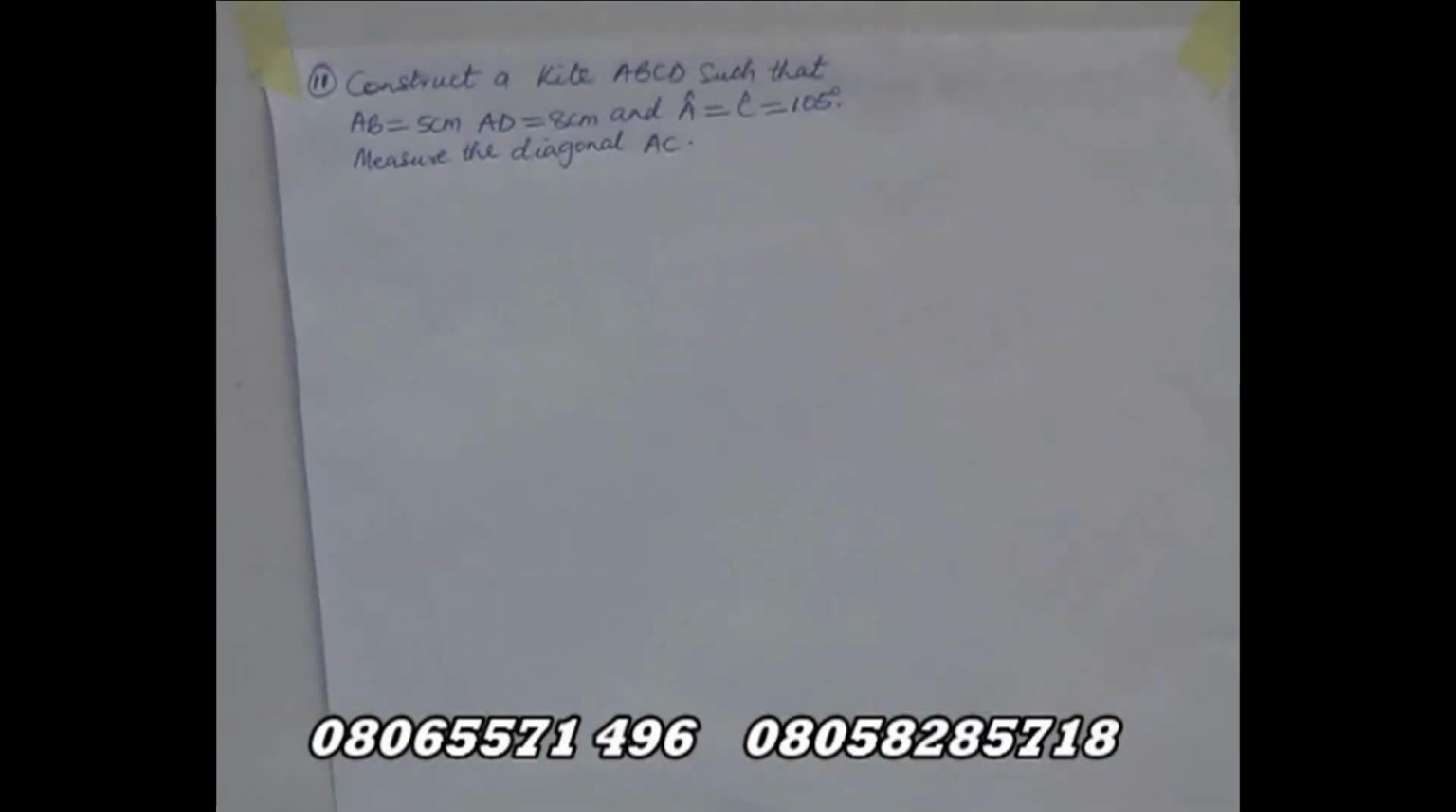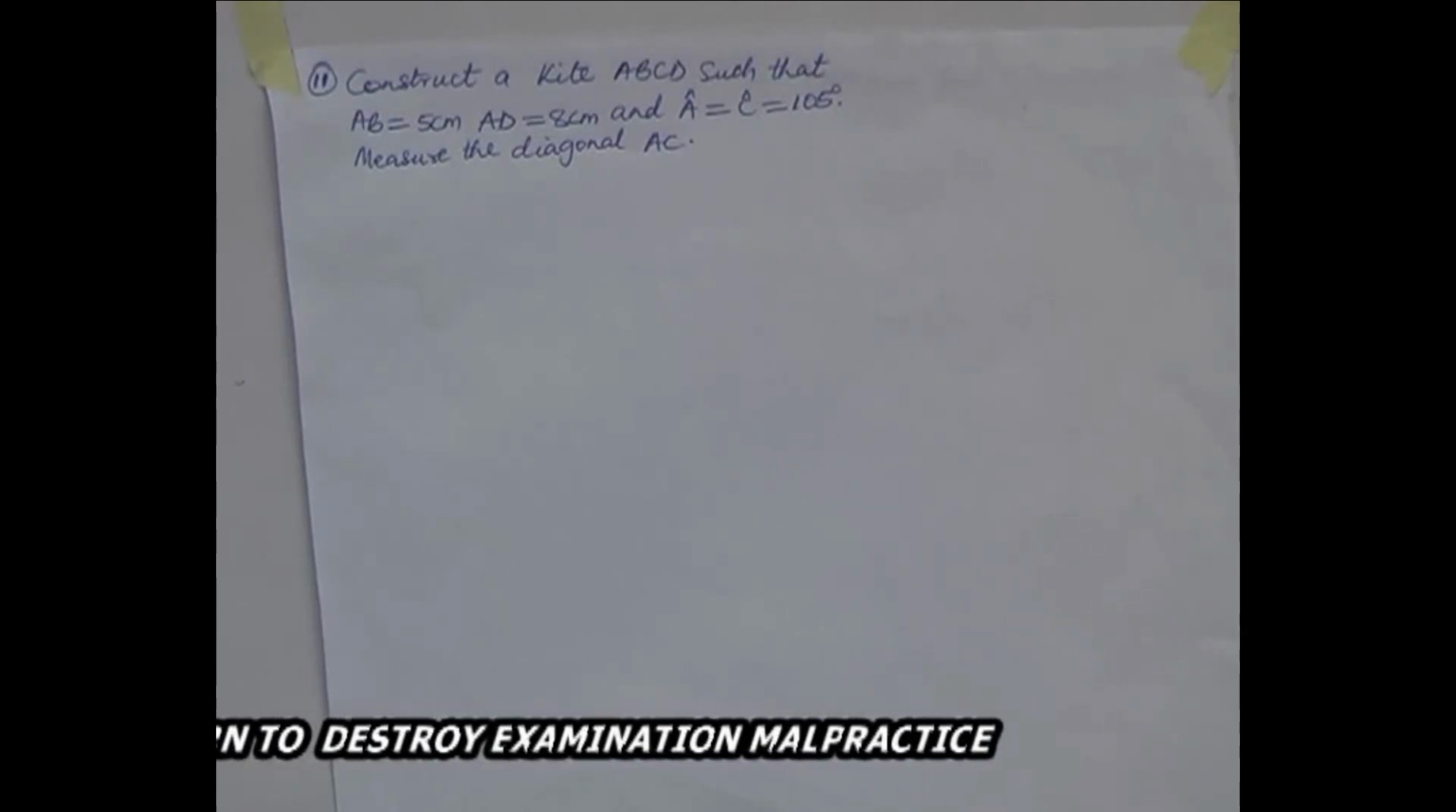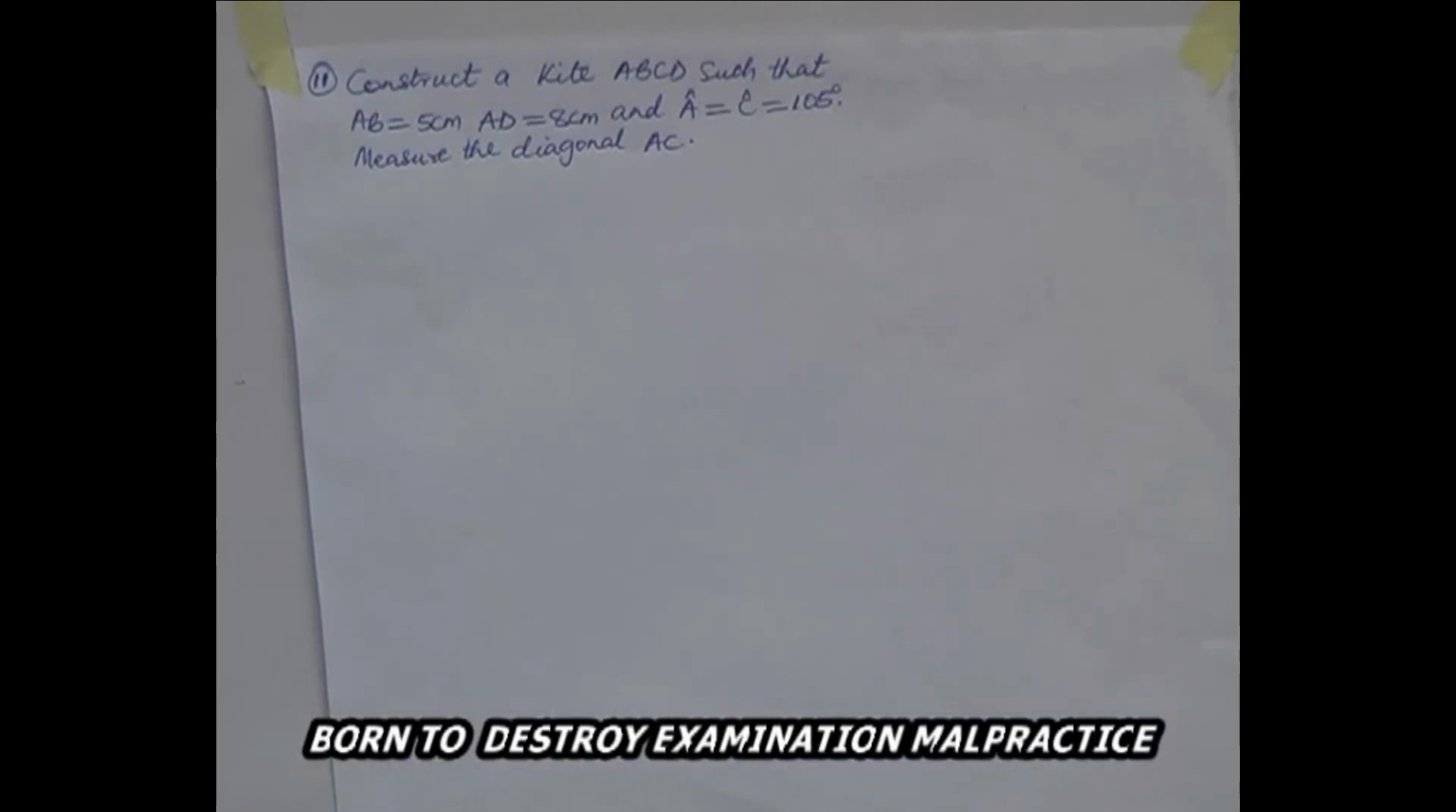Is what I have printed there, okay? Construct a kite ABCD such that AB is 5 centimeters, AD is 8 centimeters, and angle at A is equal to angle at C and is equal to 105 degrees. You are asked to measure the length of the diagonal AC.